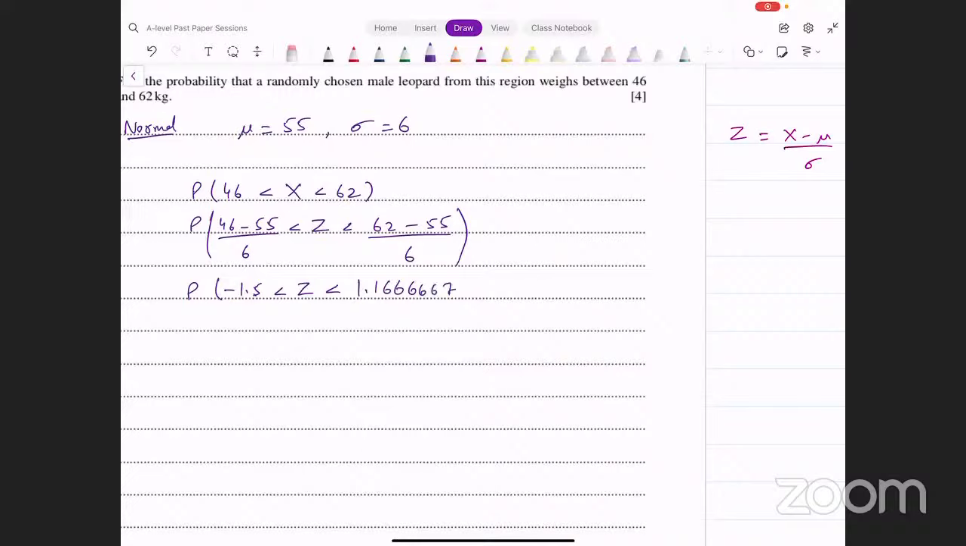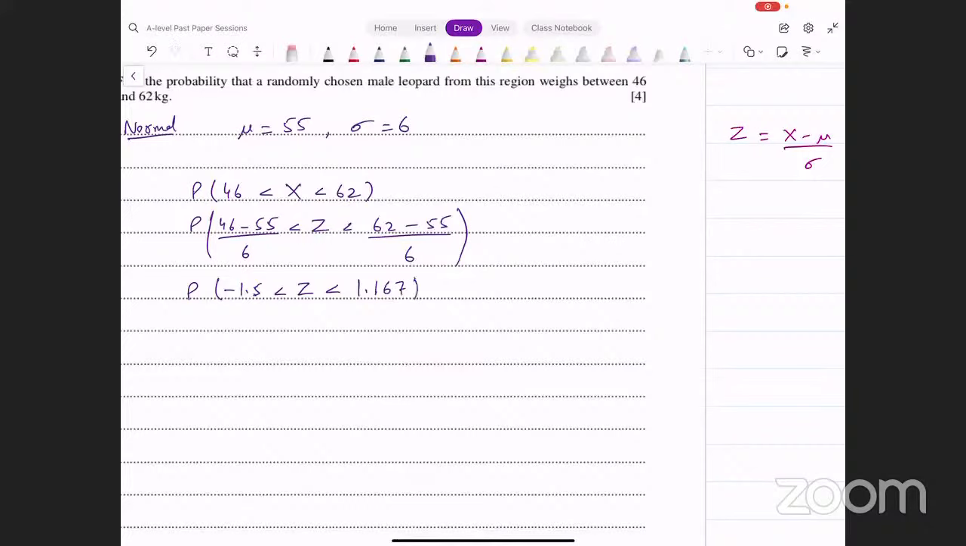Remember, Z हमने क्या कहा था? हम कितने decimal places से रखा करेंगे? If it's not exact, we have to write it to 3 decimal places. So इसको round off करके क्या लिखेंगे? It's going to be 1.167. This is what we're getting. These are the values of Z that we're getting.